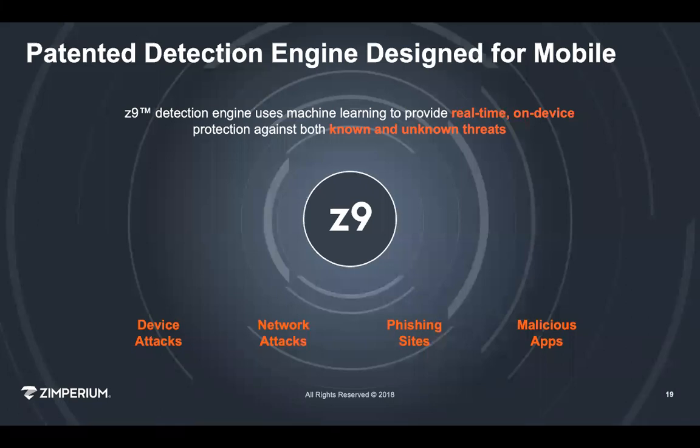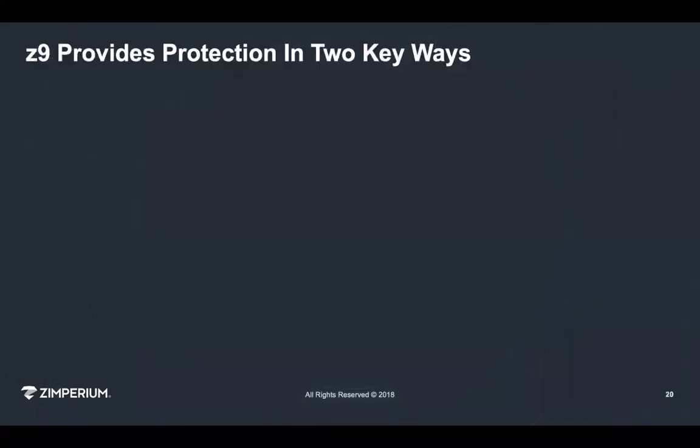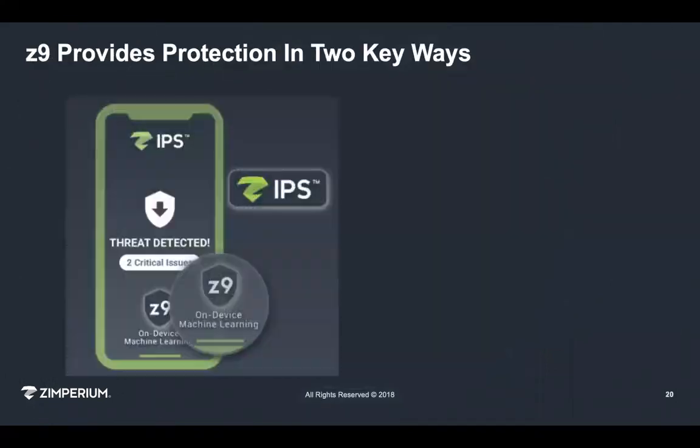So we do 100% of our detection on device, even though it's trained up in the lab. So train it in the lab, detect on device, against the 4 major attack vectors that we've been talking about. We put that out in one of 2 ways. ZIPS stands for Z Intrusion Prevention System.